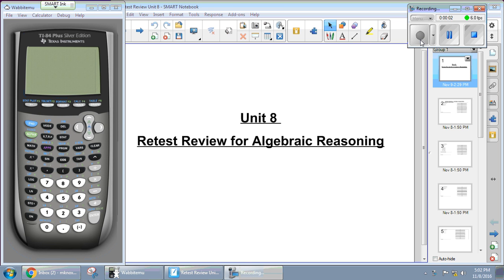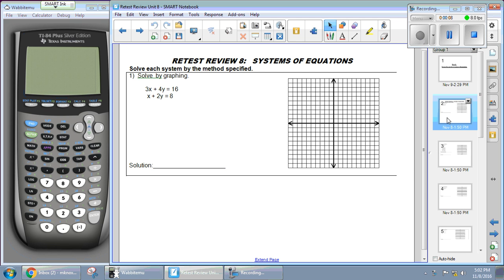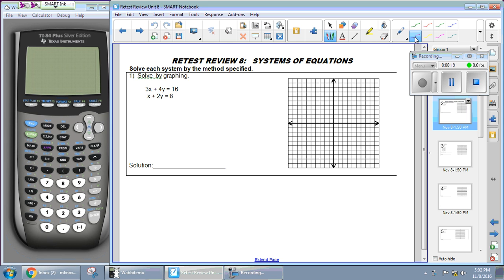This is the retest review for Algebraic Reasoning, Unit 8. We will be reviewing systems of equations. Number 1 says solve by graphing. Before we can solve this by graphing, we need to get our equation into y equals mx plus b format.